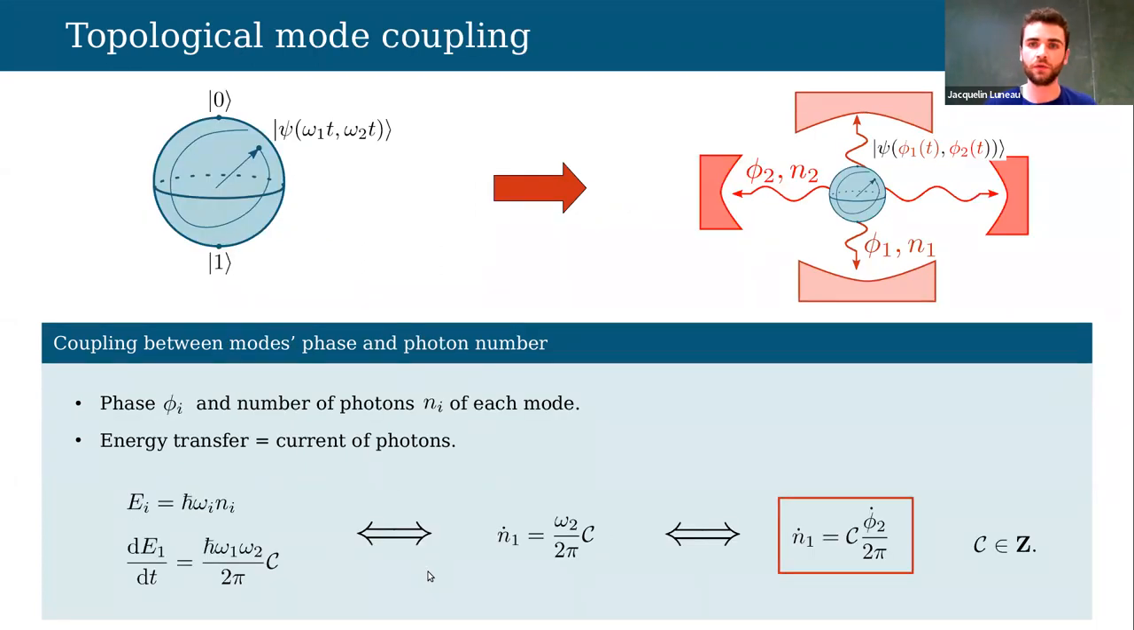And in the case of the frequency conversion, we consider that the time dependence of the two-level system can come from the coupling of the two-level system to two modes of a cavity, and to the coupling to the phases phi one and phi two of the two modes of the cavity. And then the energy transfer, which corresponds to the variation of the energy of one mode, can be written as a current of photons, so a variation of number of photons related to the variation of the phase of a separated degree of freedom.